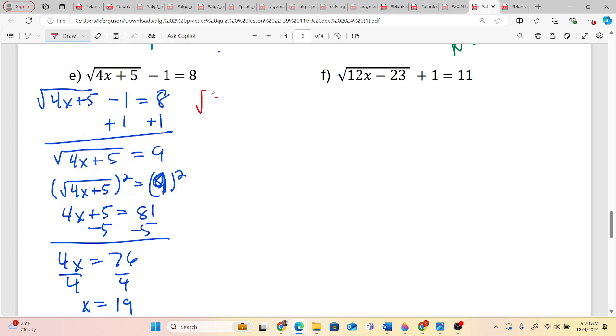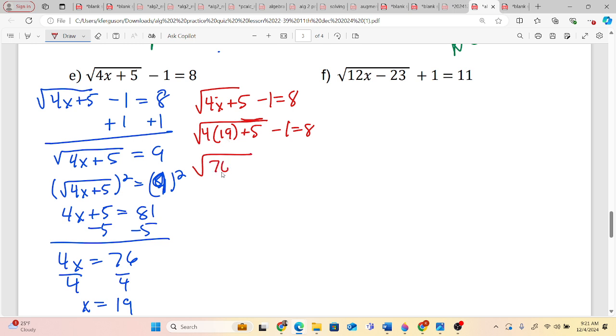So I've got the square root of 4x plus 5 minus 1 equals 8. So now I'm going to replace. So I've got the square root of 4 times 19 plus 5, it's all under the square root, minus 1, which is not, equals 8. Now, when I look at that, 4 times 19 is 76, just like we did down there. Plus 5 minus 1 equals 8.